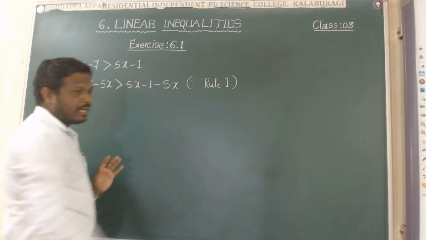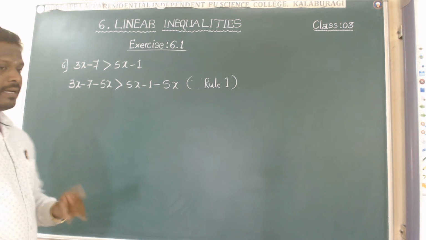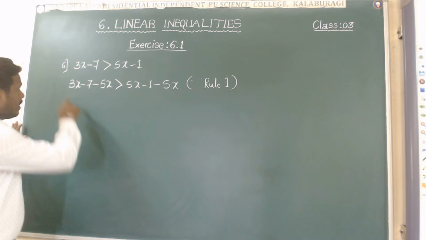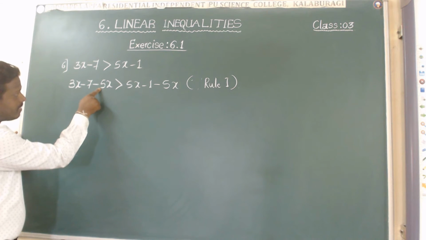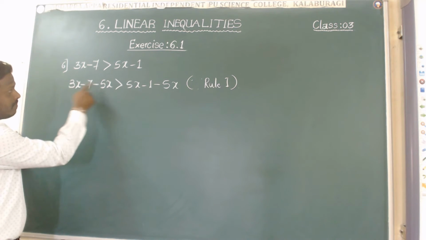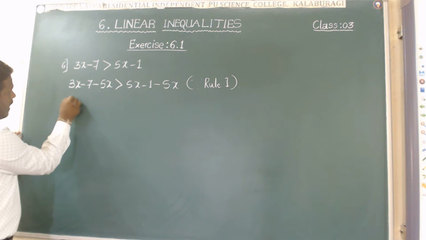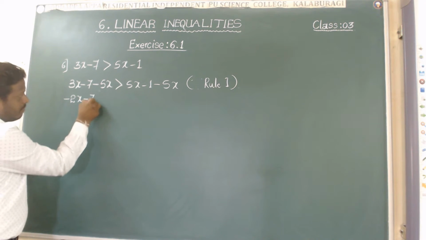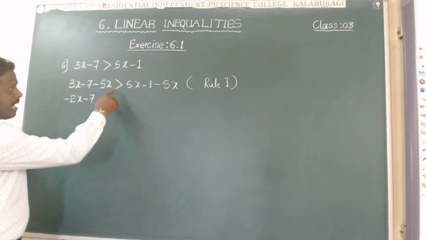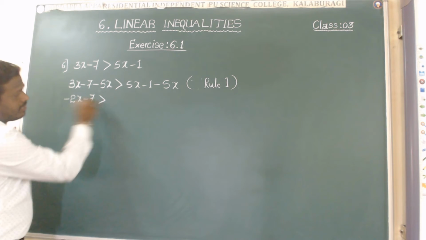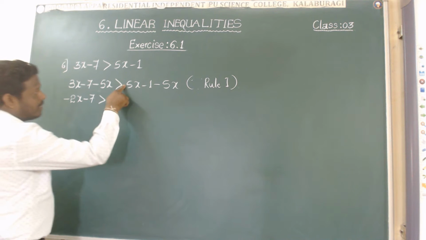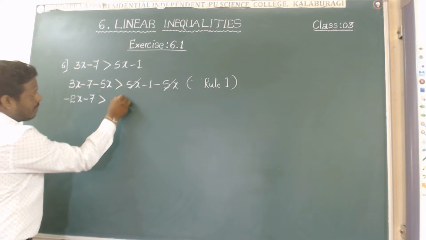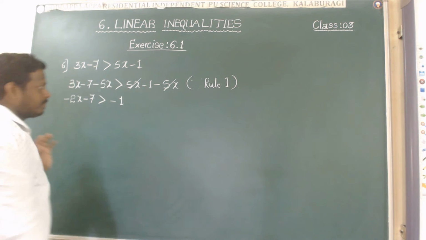I am applying the first rule here. Okay, simplify now. This is plus 3x and minus 5x, so simplifying this you will get minus 2x. Minus 7 you write as is, and the symbol will not change. As usual, plus 5x minus 5x becomes 0, and what is left here is minus 1.